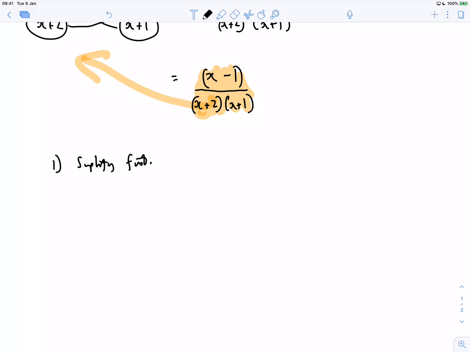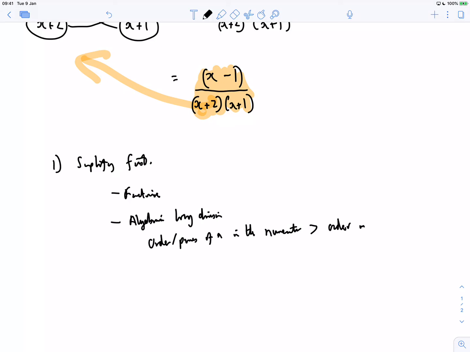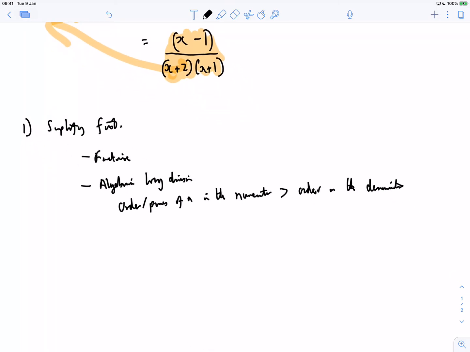And there's a couple of tricks you can do. You can factorize. The other thing you can do is algebraic long division when the order or powers of x in the numerator is bigger than the order in the denominator. So what do I mean by that? Well, let's say I had the fraction x squared plus 2 all over, say, x plus 1.